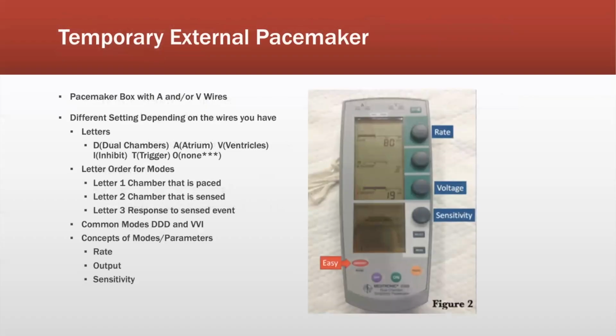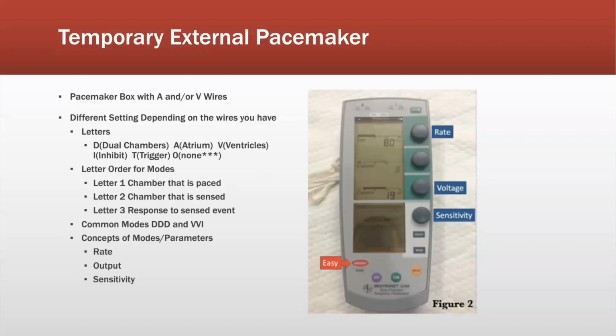Okay, so this is a picture of a temporary pacemaker right here. This is a pacer box. So you have your pacer box with A and/or V wires, depending on what epicardial wires your patient has placed into them. You will have different settings depending on the wires you have. So if you just have A wires, then you can only pace via the atrium, so your settings will always start with an A. If you only have ventricular pacing, or V wires, then the first letter of your setting will start with a V. But if you have A and V wires and you are AV pacing, then you will usually be in a DDD setting.